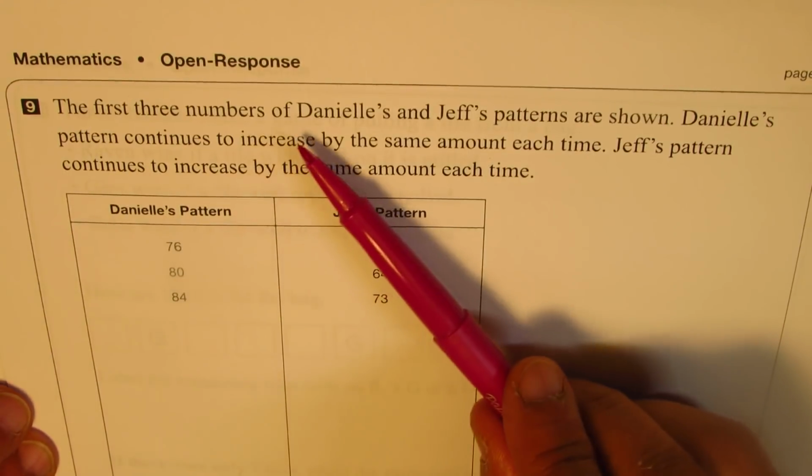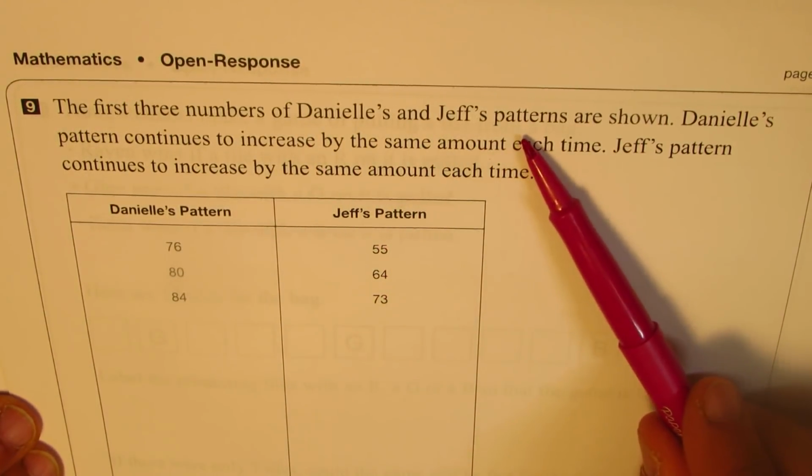The first 3 numbers of Daniel's and Jeff's pattern are shown.